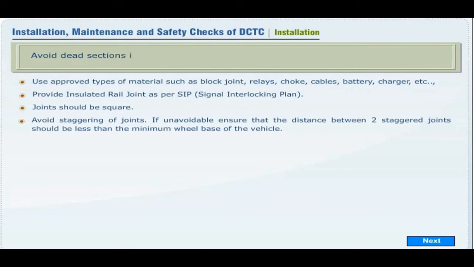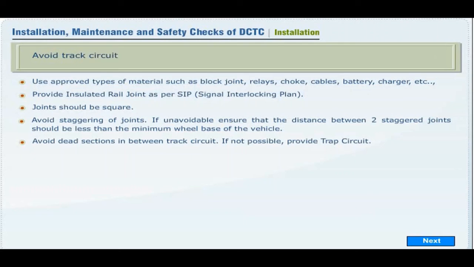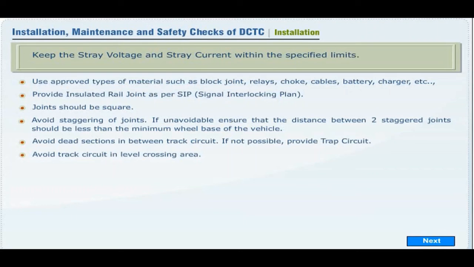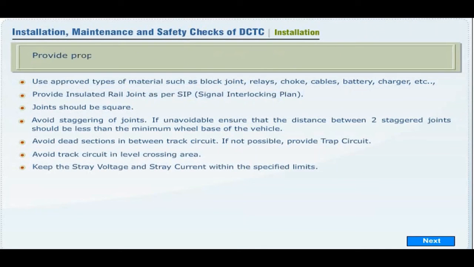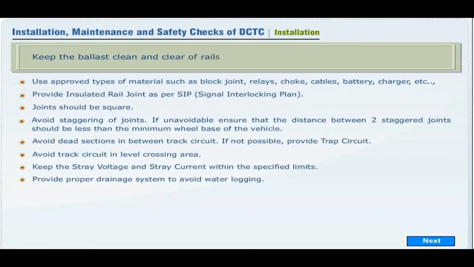Avoid dead sections in between track circuit. If this is not possible, provide trap circuit. Avoid track circuit in level crossing area. Keep the stray voltage and stray current within the specified limits. Provide proper drainage system to avoid waterlogging. Keep the ballast clean and clear of rails, at least by 50 mm.